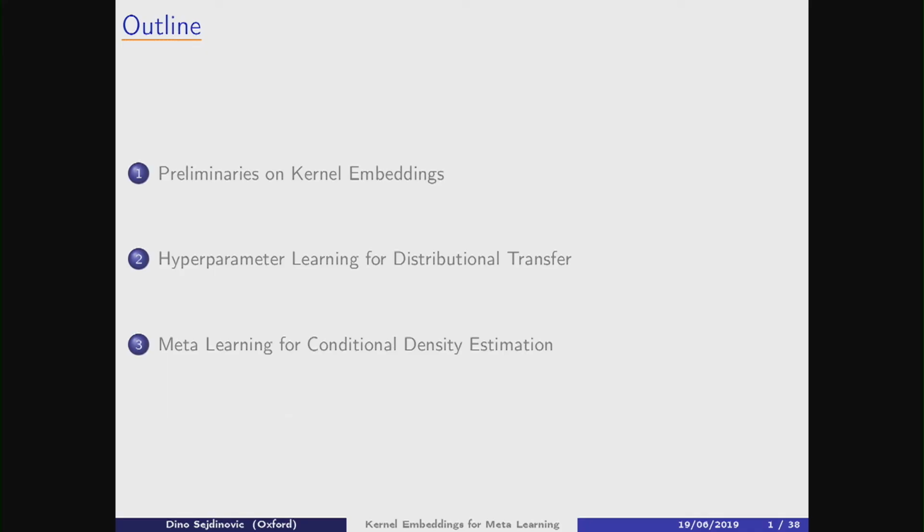So this is just the overview of the talk. First, some preliminaries on these kernel embeddings. Those will be the main tools that I will use throughout. Then we'll discuss hyperparameter learning for distributional transfer, which is an application of this framework in the context of learning hyperparameters across many tasks jointly. And the second one will be meta-learning for conditional density estimation. Okay, so let's get started.